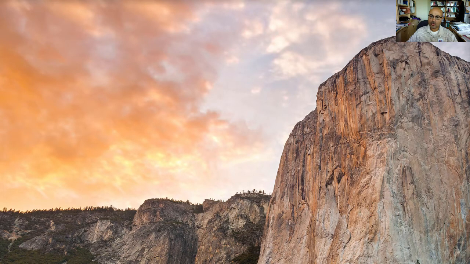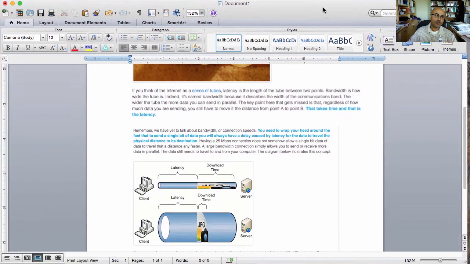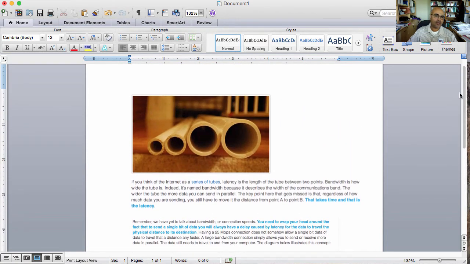So before we get too much into the different kinds of file formats, let me bring up something that is really important when we try to understand latency and bandwidth. As you can see on your screen, if we think of the internet as a series of tubes, what we define as latency is the length of the tube between 2 points.